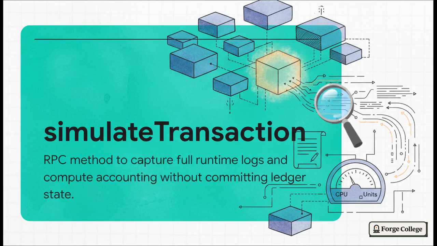So how do we actually capture data without causing accidental side effects? Well, we use our secret weapon, which is called simulateTransaction. This is an incredibly powerful RPC method. It captures the full runtime logs and gives us the exact compute accounting, all without committing a single thing to the ledger. You literally get to run your code, see the exact compute footprint, and you don't pay a single lamport for the privilege. It's kind of like magic.